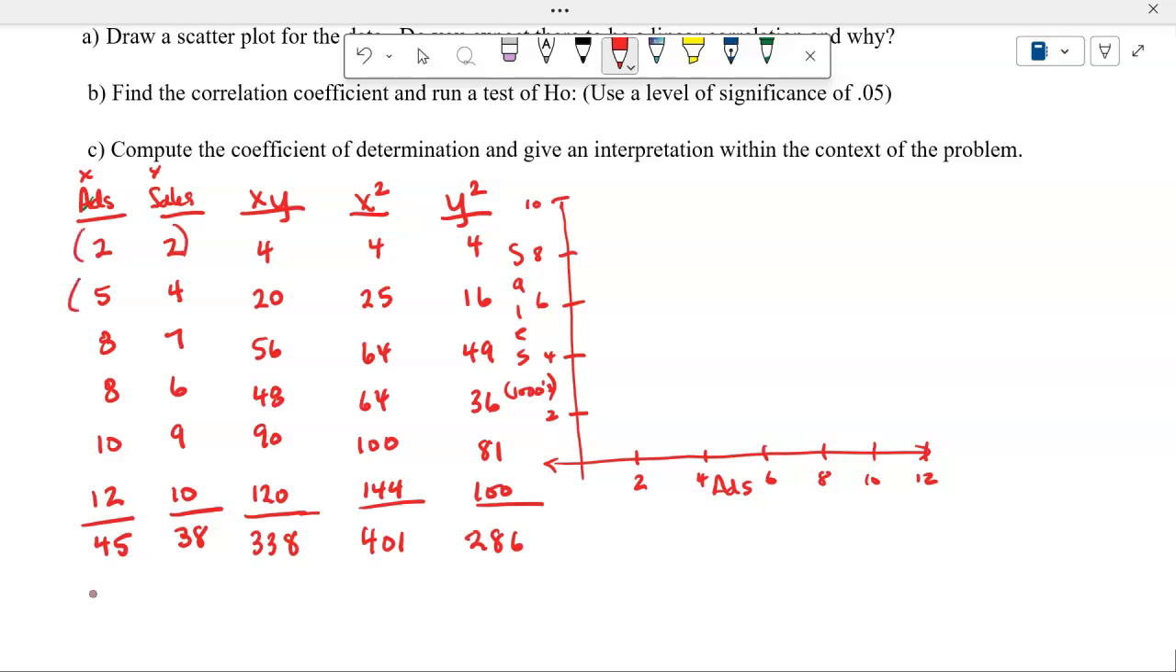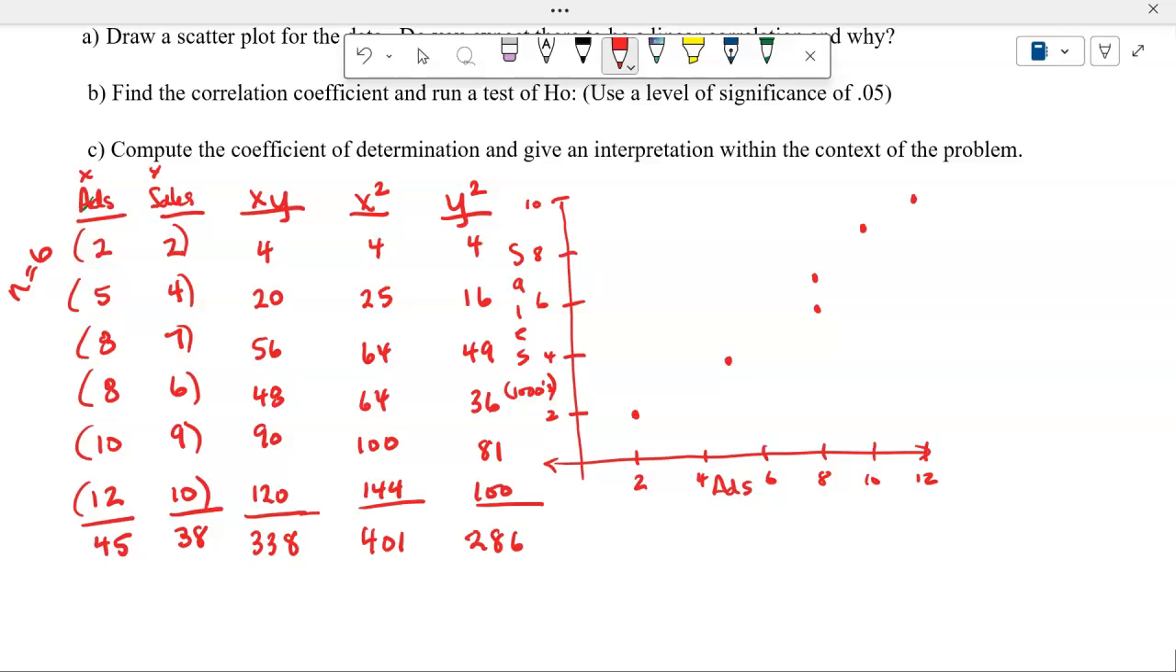This is what I was talking about with data pairs. This one has 6 data pairs, so our n is going to be 6. 2, 2, 5, 4, 8, 7, and 8, 6, 10, 9, and 12, 10.